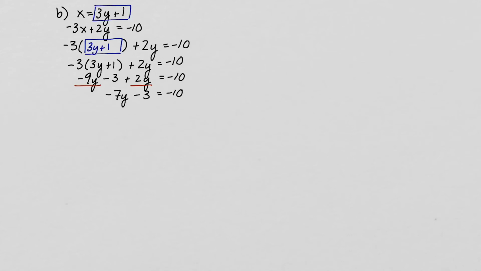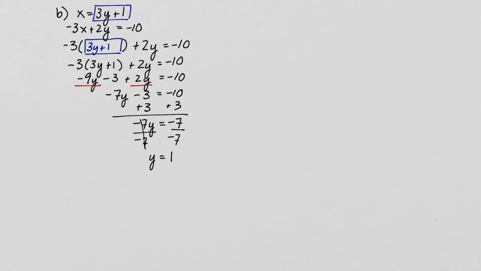And now I'm trying to solve for y. So I'm going to add 3 to both sides. So negative 7y equals negative 7. I'm going to divide both sides by negative 7. So y is going to turn out to be equal to 1.